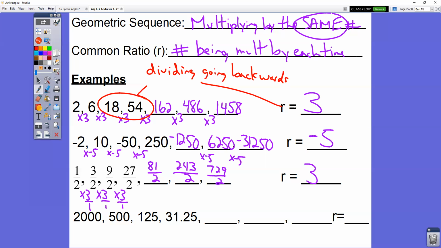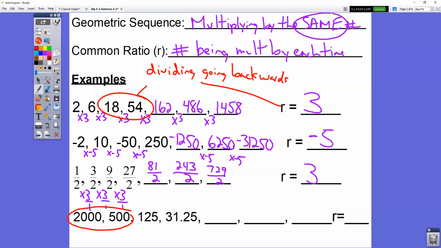So we could do 54 divided by 18. We could do 18 divided by 6. We could do 6 divided by 2. All of those give us 3. So when it's one like this, I would just take these two numbers and divide them going backwards.